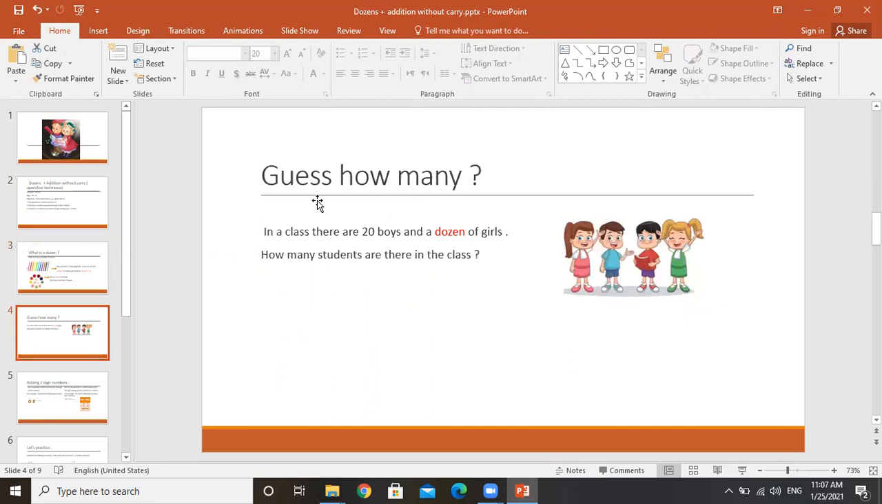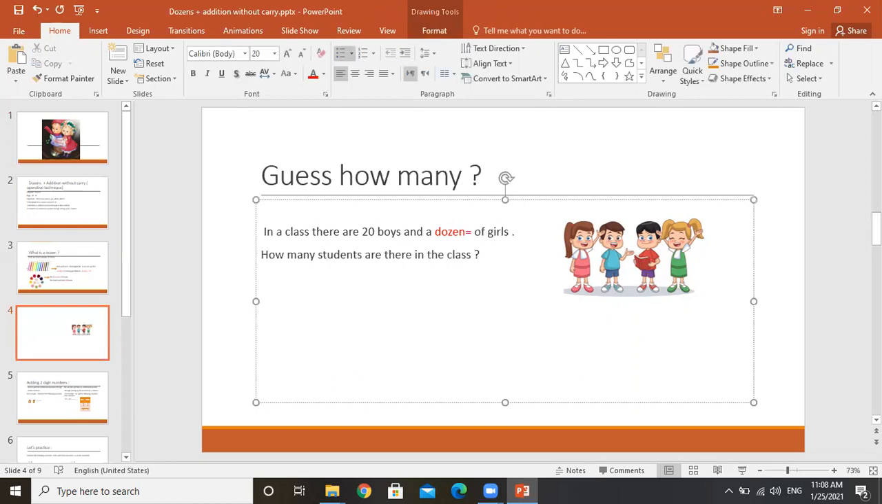Guess how many? In a class, there are 20 boys and a dozen girls. How many girls can you tell me? Yes, excellent. 12 girls, since a dozen is equal to 12. So how many students are there in all? We should add the number of boys with the number of girls.